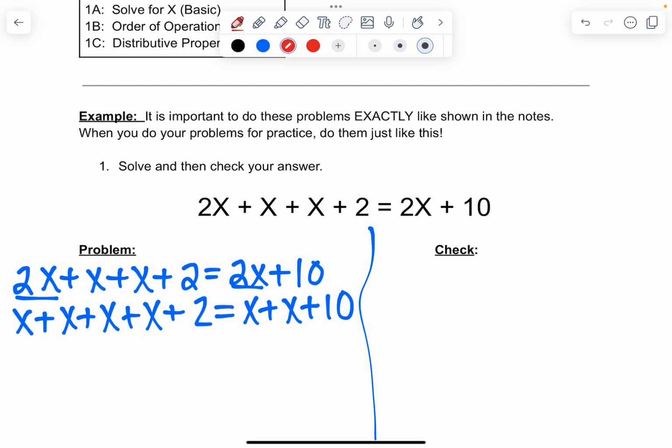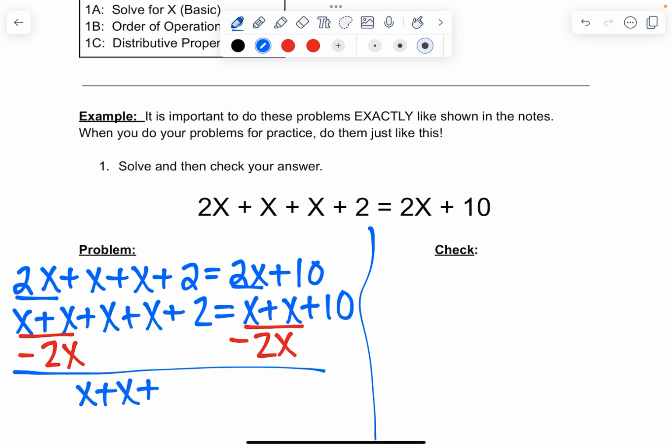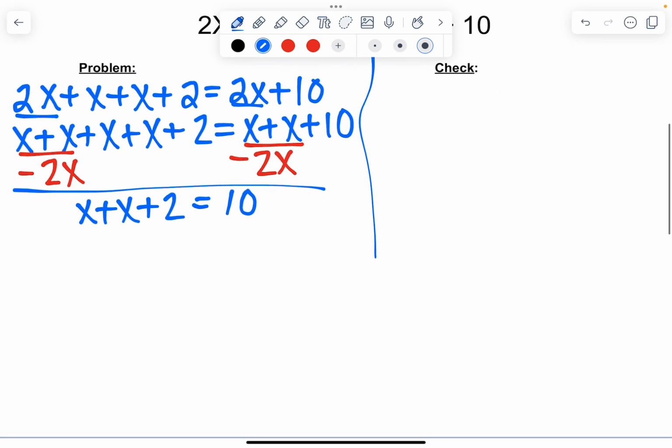So you'll notice I've got 2 x's here, and I've got enough of those here. I cannot take away any more because, again, what you do to one side, you have to do to the other. So I'm going to subtract 2x. Notice how I'm showing that move. Left over is x plus 2 equals 10. So we've learned that so far.